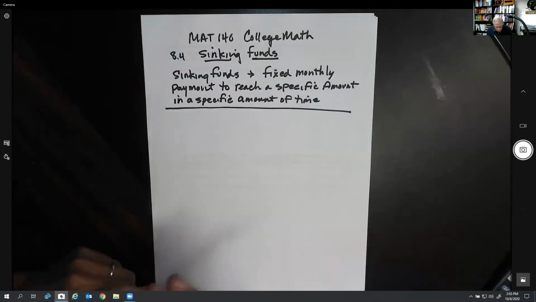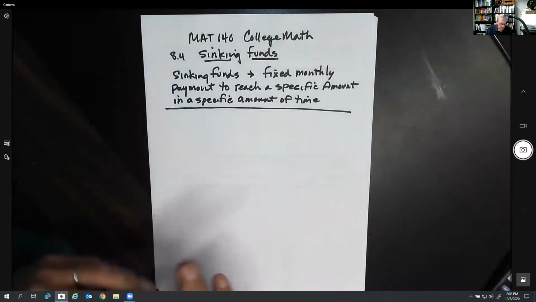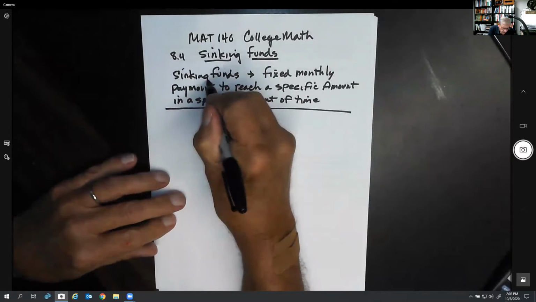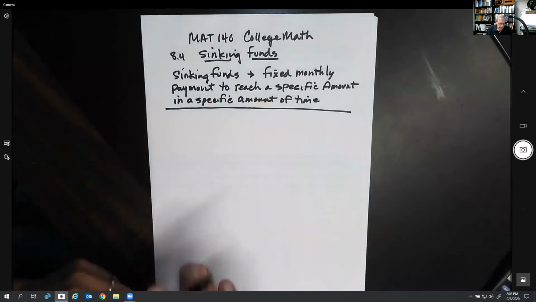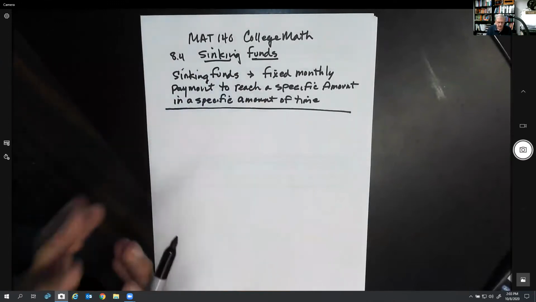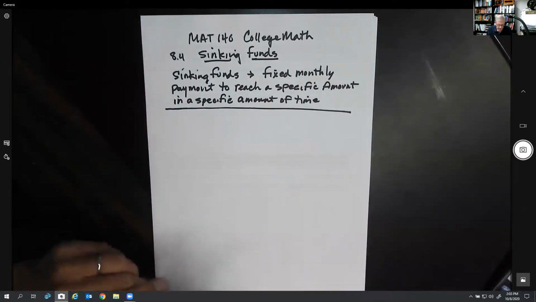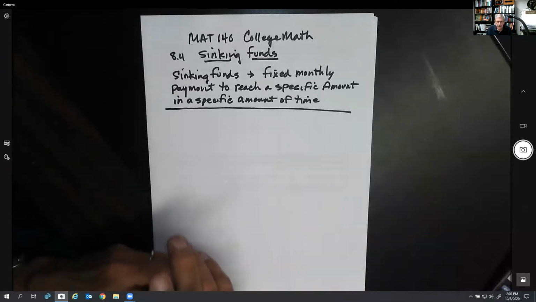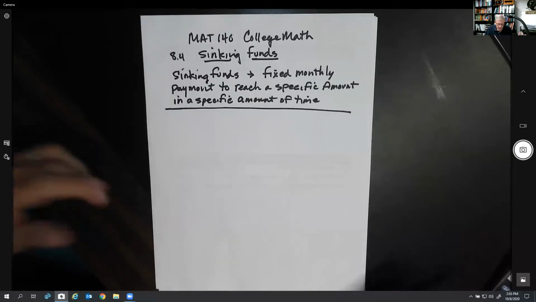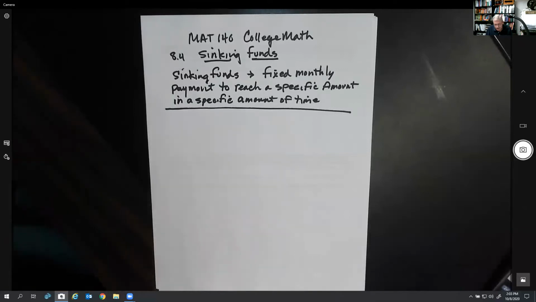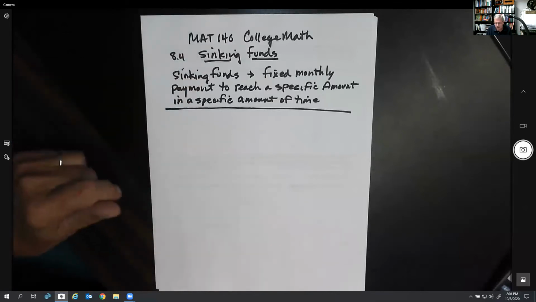In this lesson, we're going to learn about 8.4 sinking funds, and we're not going to spend too much time on this and get into a whole bunch of details, we're just going to keep it kind of basic. What are sinking funds? Well, sinking funds are basically the fixed monthly payment you're going to have to pay for something to reach a certain amount of money in a certain amount of time. So maybe you want to buy a car and it costs so much money and you want to pay it off in 6 years, then the sinking fund would be the payment that you're going to be making.